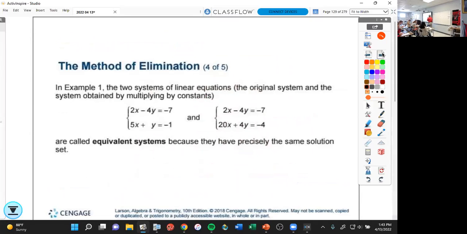So the last example, the two systems where 2x minus 4y equals -7, 5x plus y equals -1, and the equation 2x minus 4y equals -7, 20x plus 4y equals -4. Those are equivalent systems. They're equivalent because all we did was take one equation and multiply it by a scalar. If you multiply everything in an equation by the same number, it's going to change the appearance of the equation, but the value of the equation is going to be exactly the same.